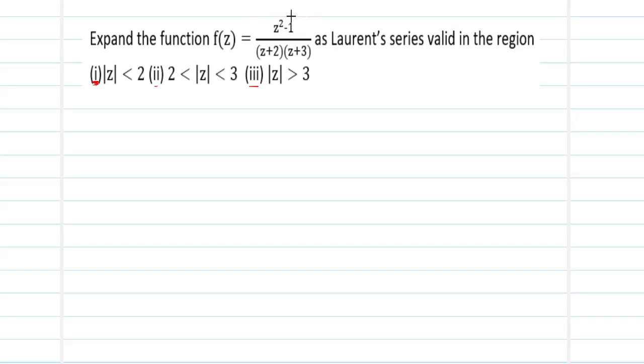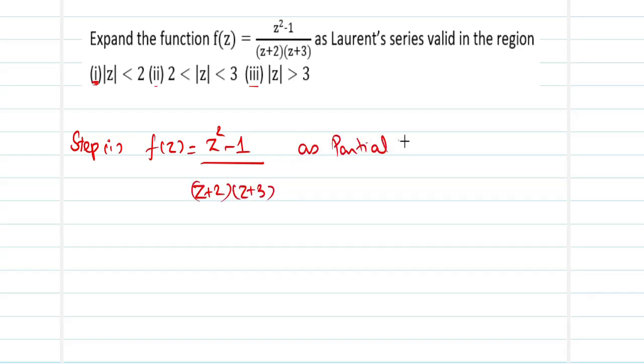The primary objective is to first evaluate this function as a partial fraction. So my step 1 will be splitting the function f of z, which is z square minus 1 divided by z plus 2 into z plus 3 as partial fraction. Why the requirement for partial fraction? Because the terms are in product over here. I can expand them only independent term wise. If I want independently to split these factors, then the method is going to be partial fraction for me.